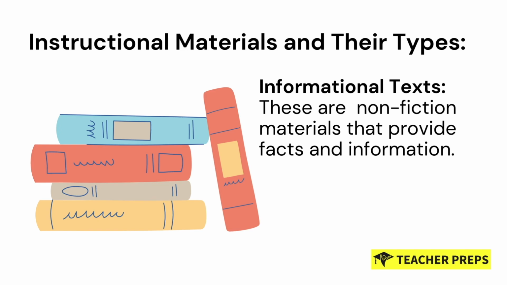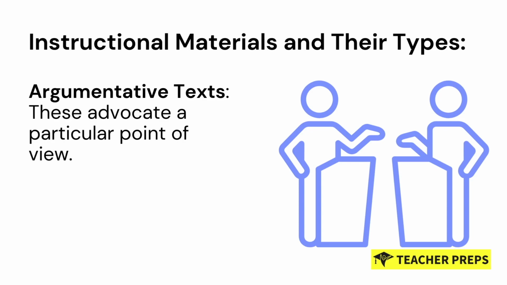Next, we have informational texts. These are nonfiction materials that provide facts and information. In a text about rainforests, words like biodiversity, canopy, or ecosystem might pop up. Then we have argumentative texts, and these advocate a particular point of view. A piece arguing for environmental conservation might introduce terms such as sustainability or renewable resources.